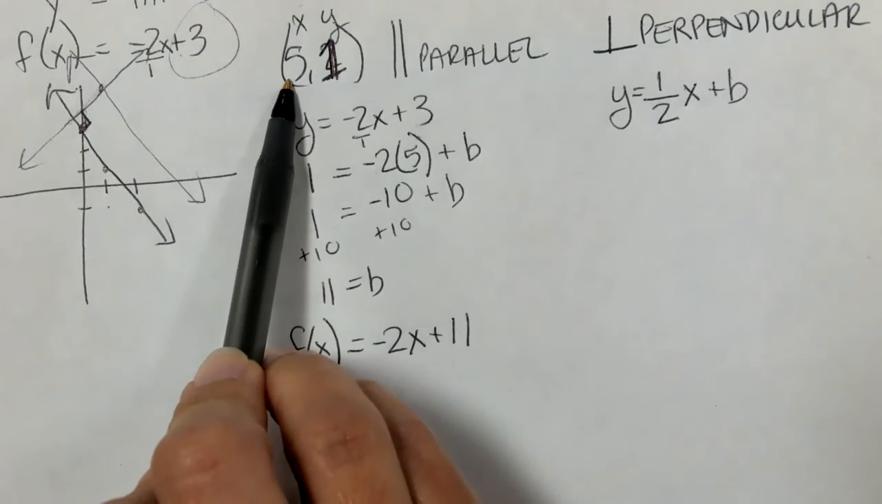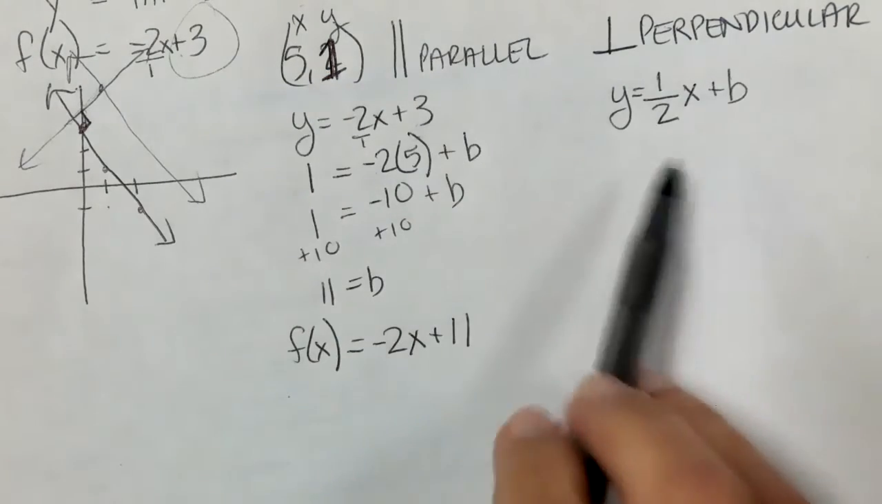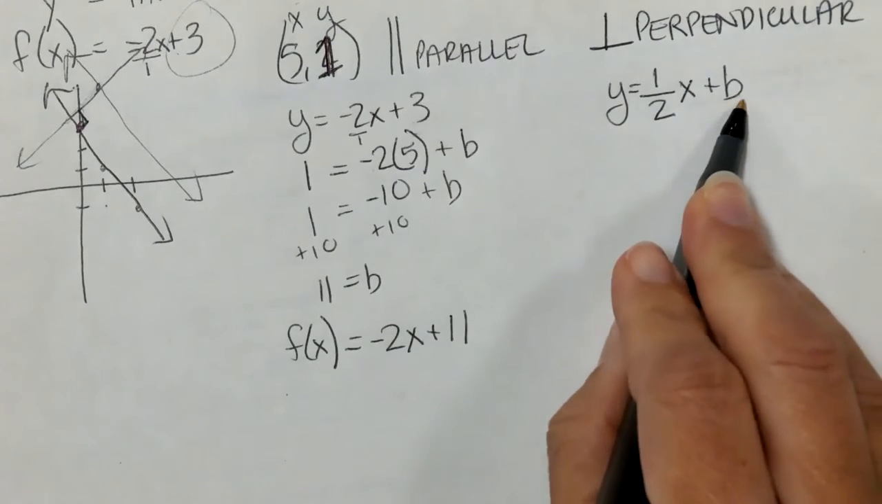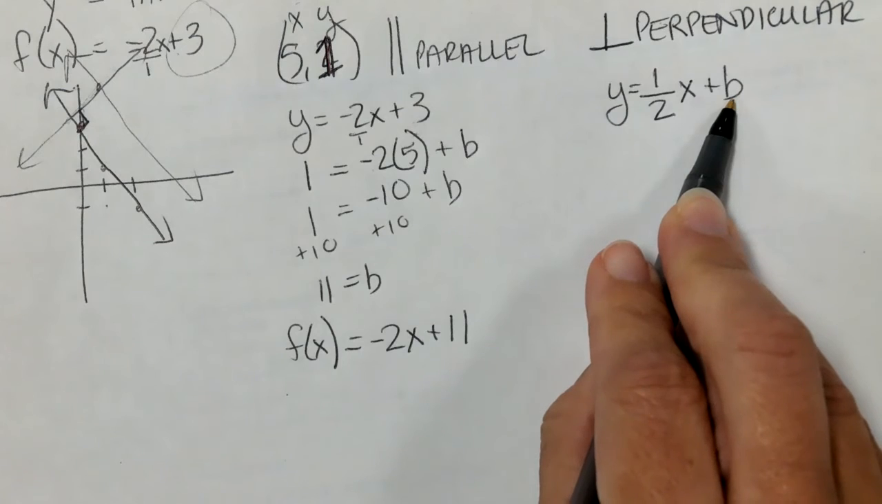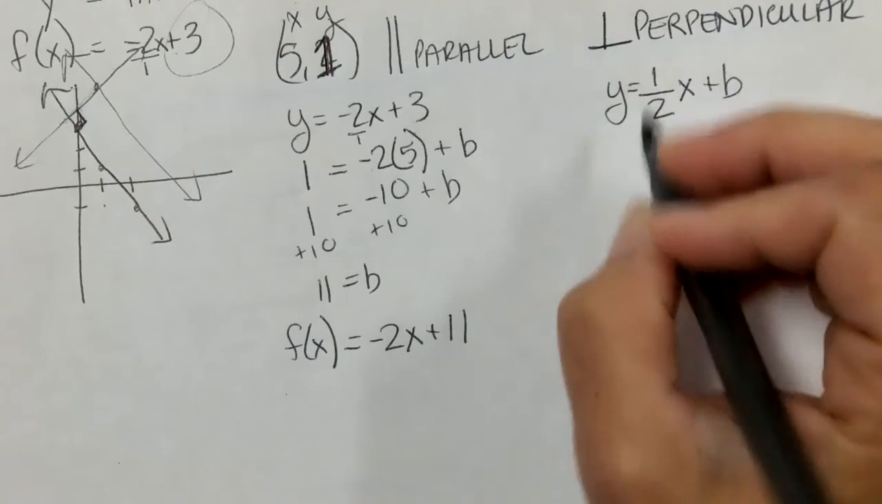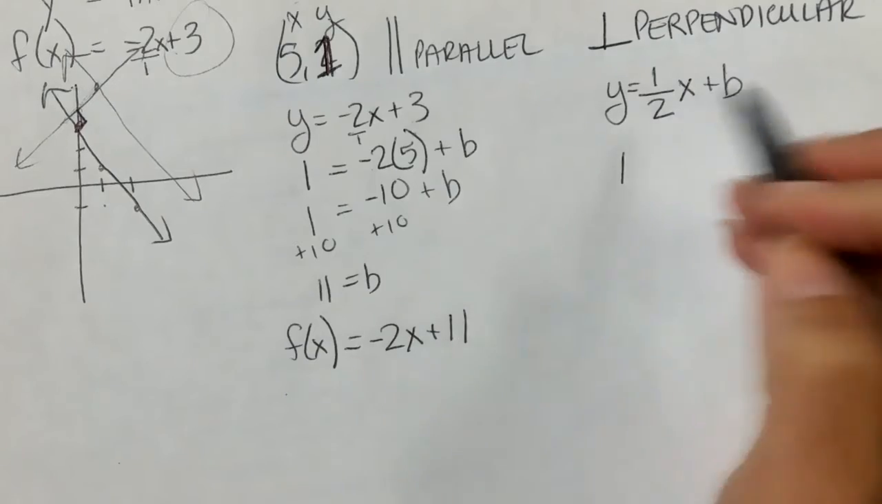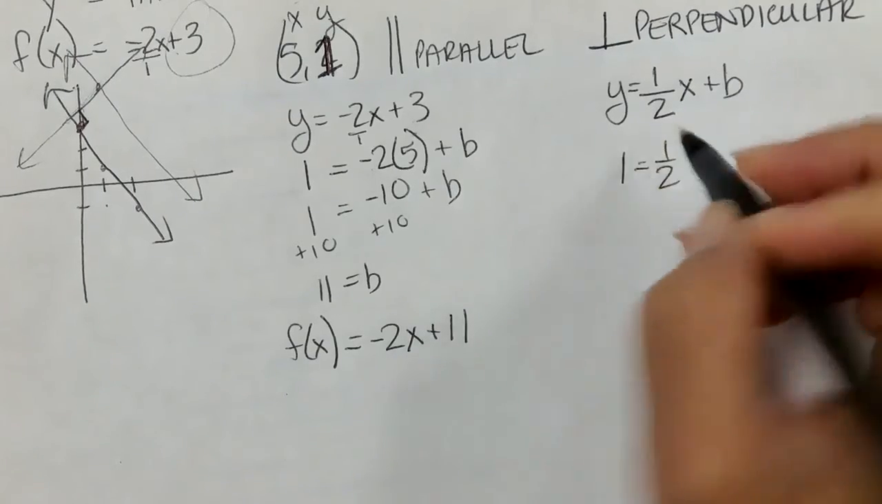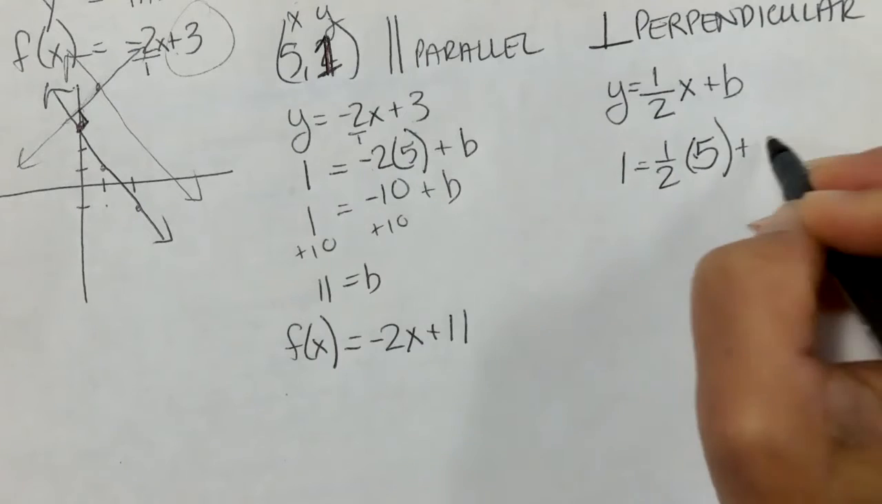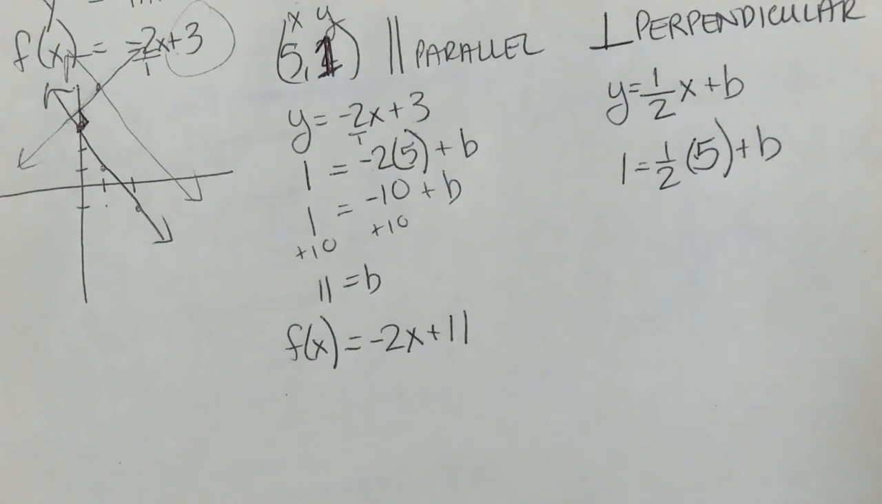So we're going to take our points, 5 for x and 1 for y, and we're going to plug them in right here, and we're going to solve for the new place that our perpendicular line crosses the y-axis. So 1 for y, 1/2, and 5 for x, plus our unknown b.